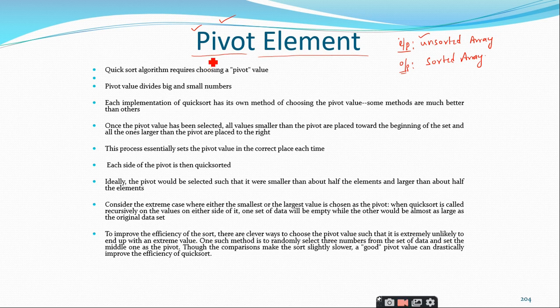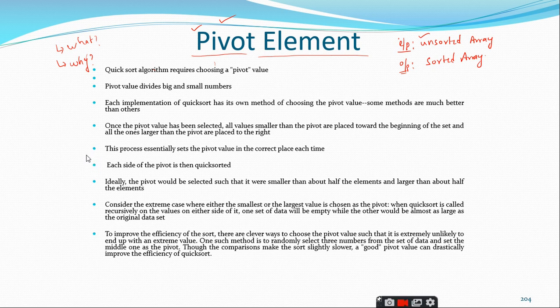This is what the pivot element is. What is a pivot element? It is one of the very important concepts in the quicksort algorithm, and the pivot element is a specially designated element in the entire unsorted list of elements. This is what a pivot is. Now, let us see why we require this pivot.